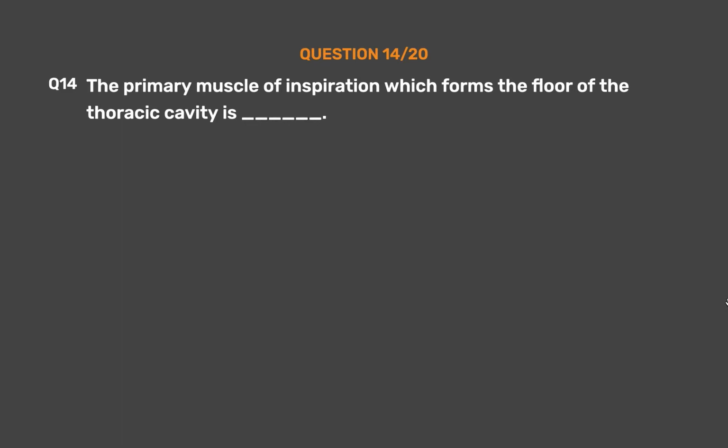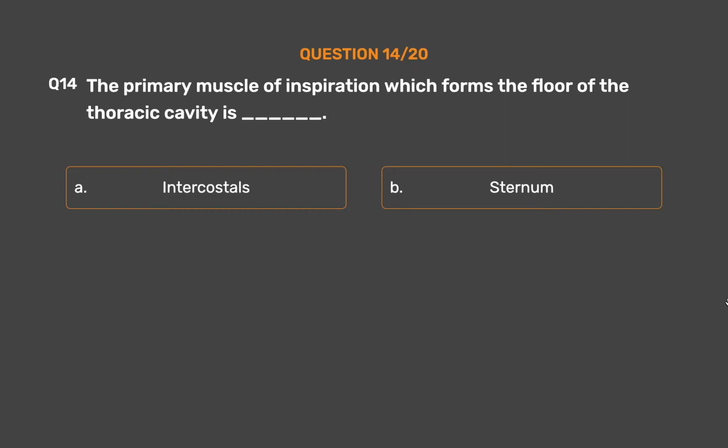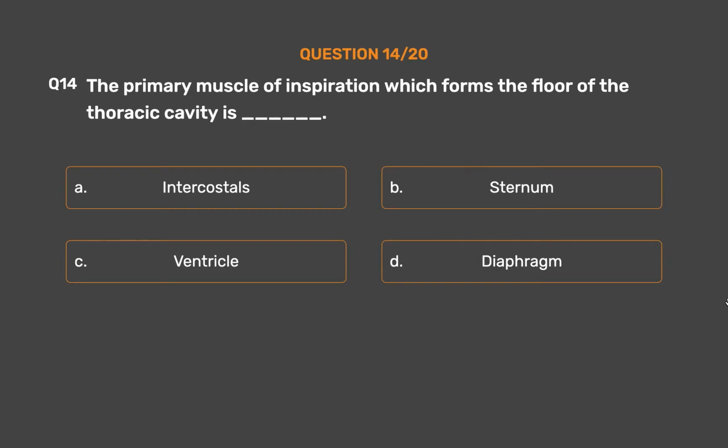Question number 14. The primary muscle of inspiration which forms the floor of the thoracic cavity is underscore. Option A. Intercostals. Option B. Sternum. Option C. Ventricle. Option D. Diaphragm.